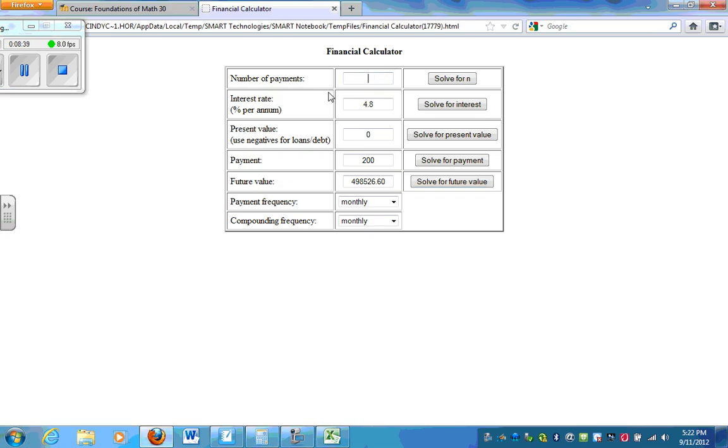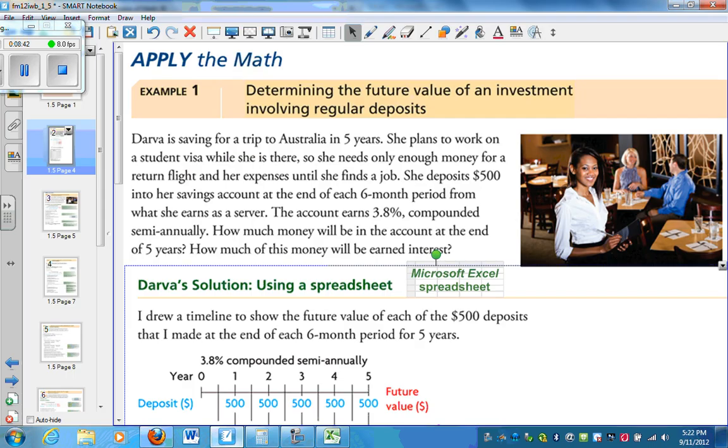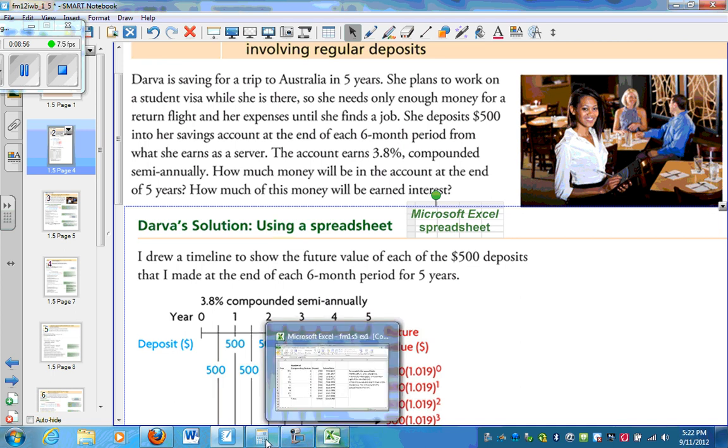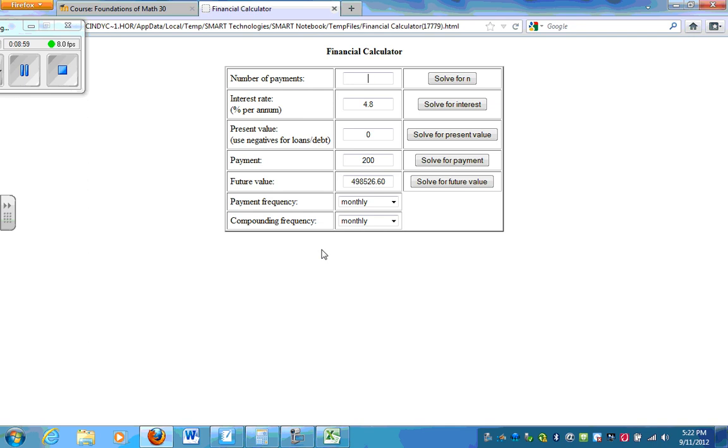So, number of payments. How many times did she make a payment? Okay, it looks like she made, based on our diagram, 1, 2, 3, 4, 5, 6, 7, 8, 9, 10. She made 10 payments. Is that right? 10 payments. There we go. Okay, so back to my calculator. She's made 10 payments. Her interest rate per year, we said, was 3.8. So we're just filling in information. Her present value: how much did she put in at the beginning? 0. She didn't start until halfway through. Her payment each month is 500. Her future value is what we're trying to find out.